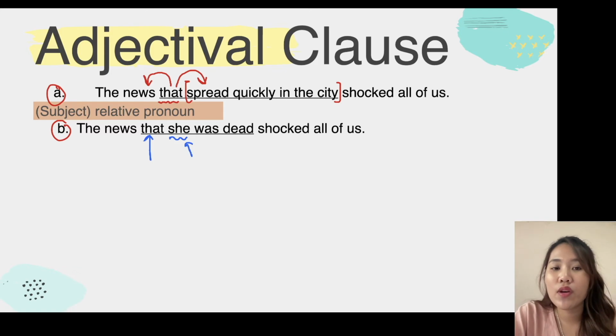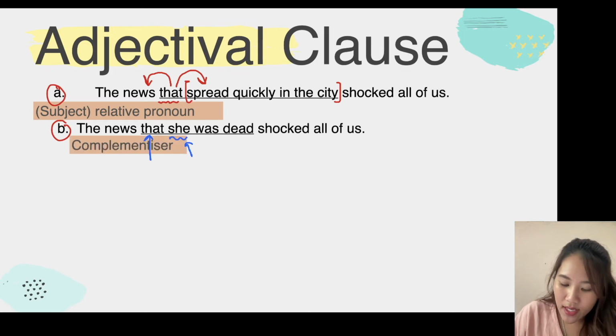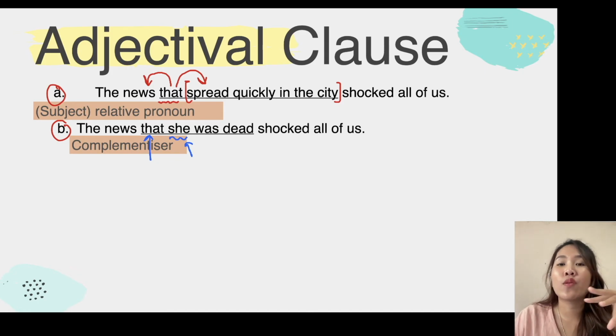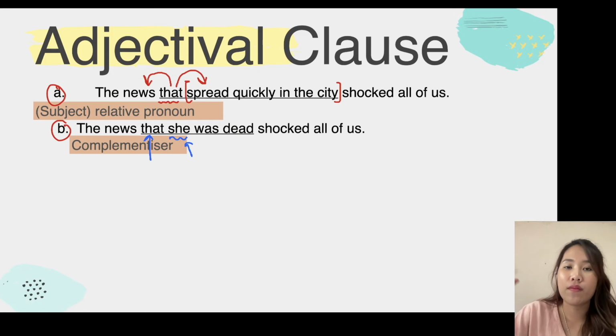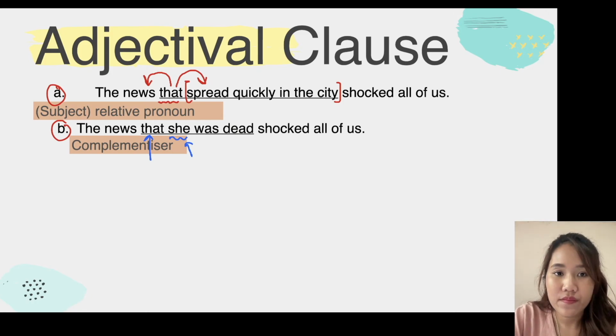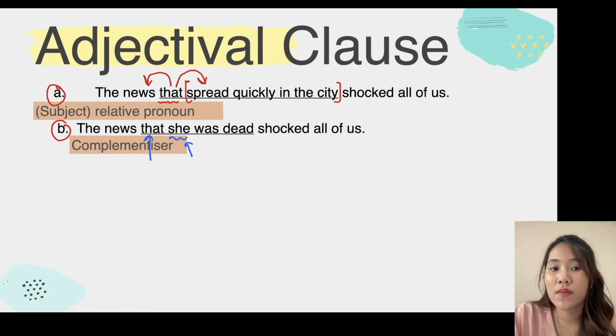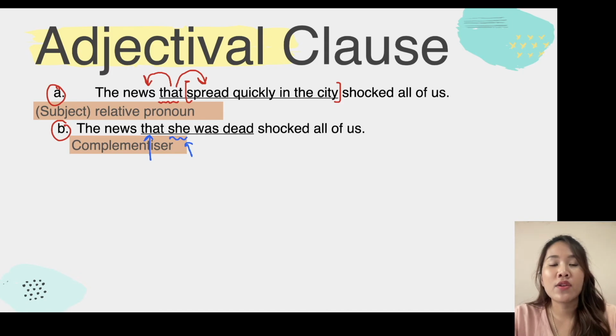So what can we call that here? We will call it complementizer. We use it to join the dependent clause with the main clause, the independent clause. So be careful: whenever we have another pronoun after that, that will turn out to be the complementizer. But whenever that joins two clauses together and is the subject of the dependent clause, we call it the relative pronoun.